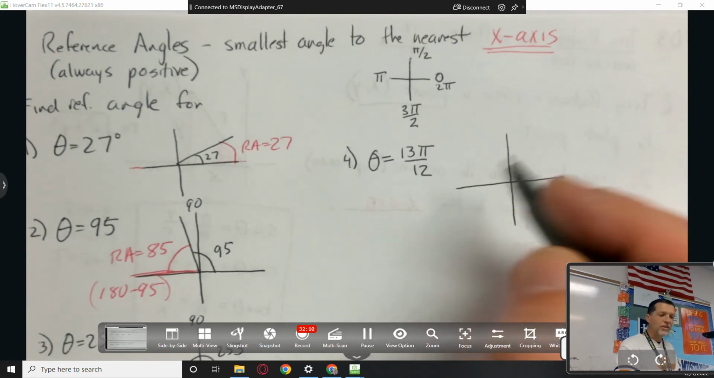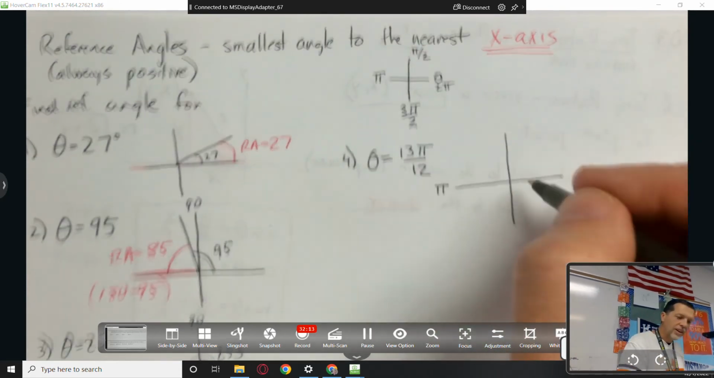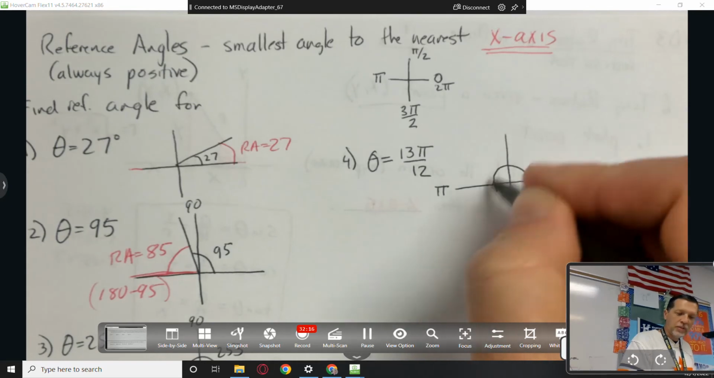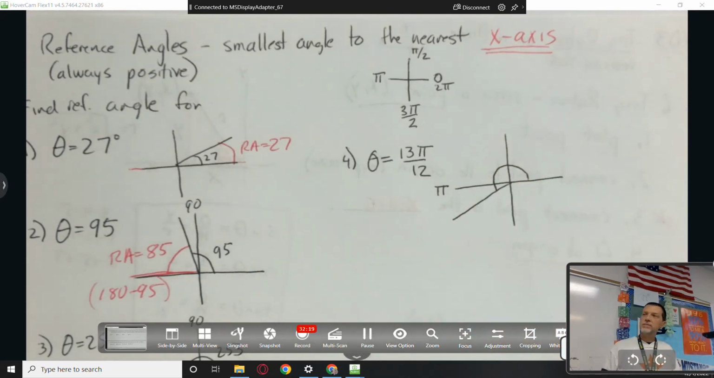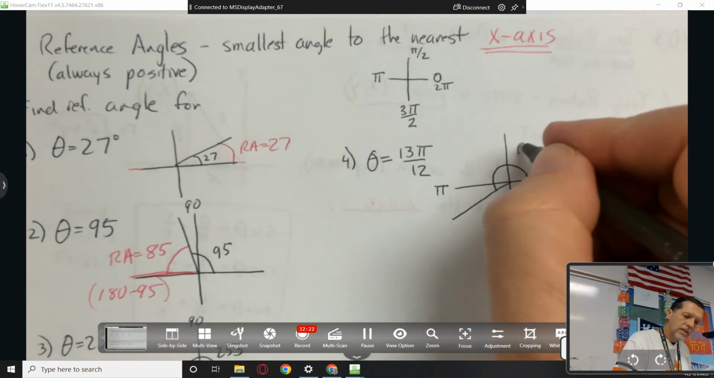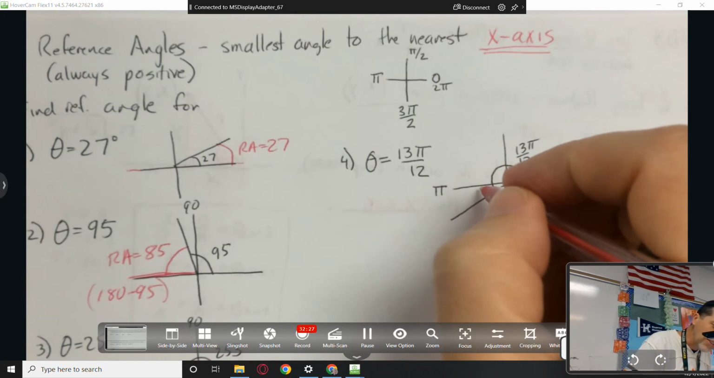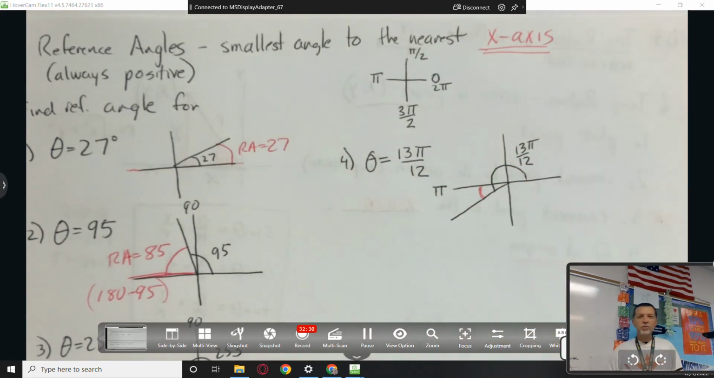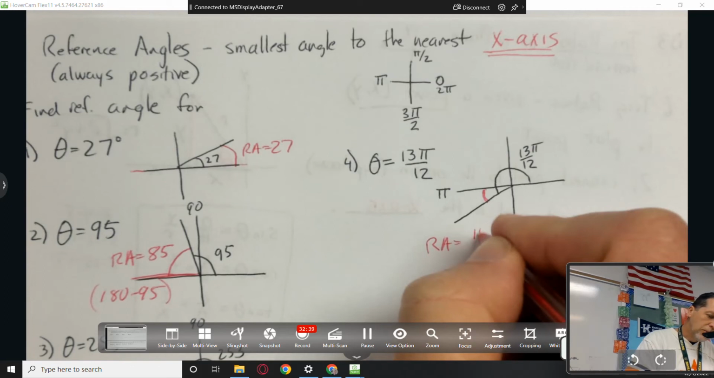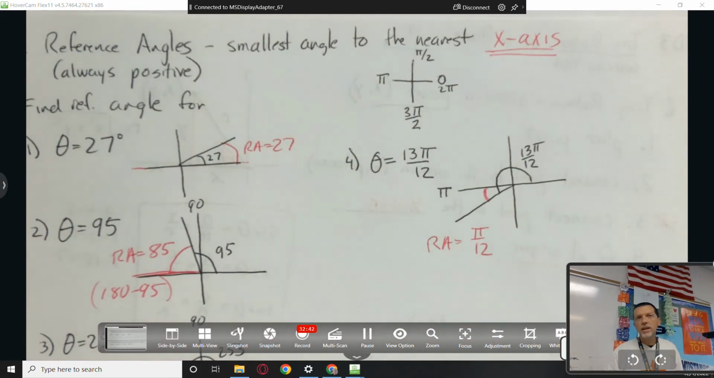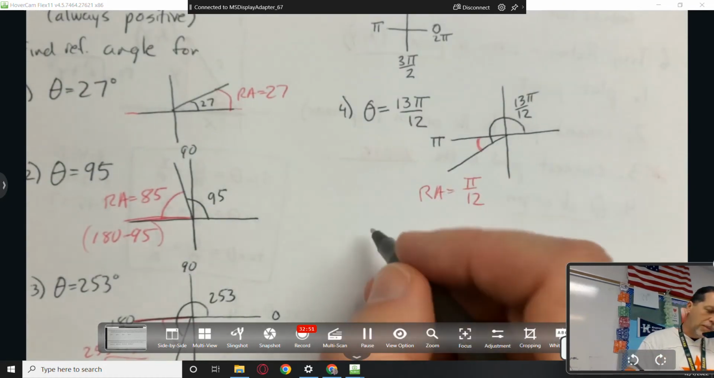13 over 12 is a little over 1. I know 1 pi is right there. So my picture doesn't have to be perfect. It's a little past 1. So there we go. 13 pi over 12. In fact, little over 1, how much over 1 is the reference angle? So how much past 1 is it? 1/12 past 1. So our reference angle is pi over 12. So the difficulty for reference angles in radians is more about fraction ability than anything else.